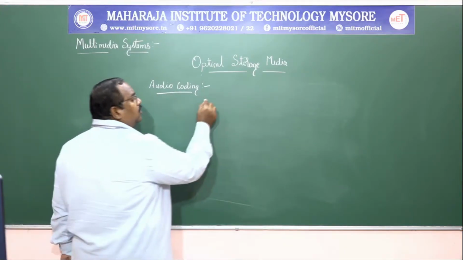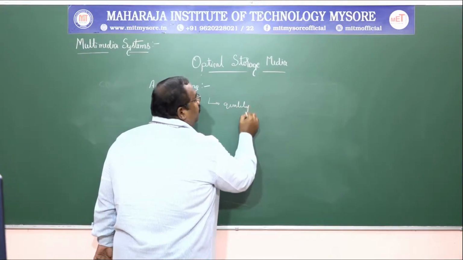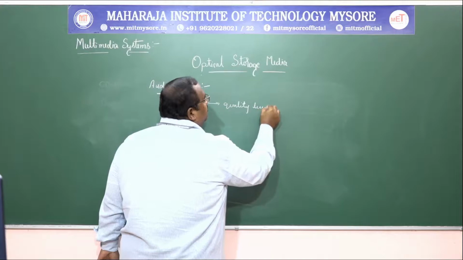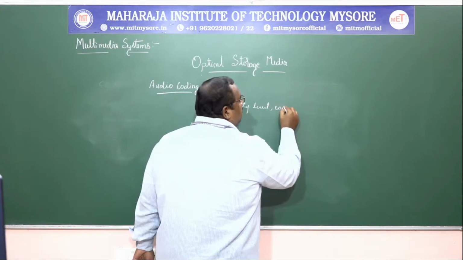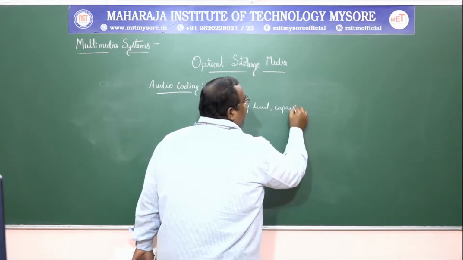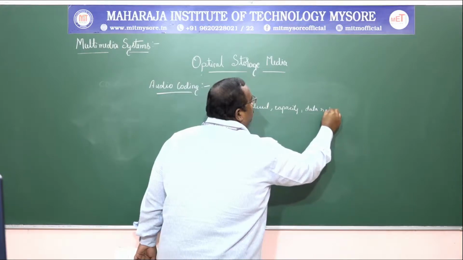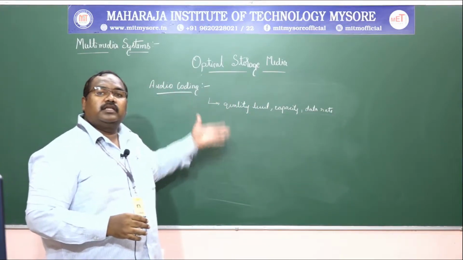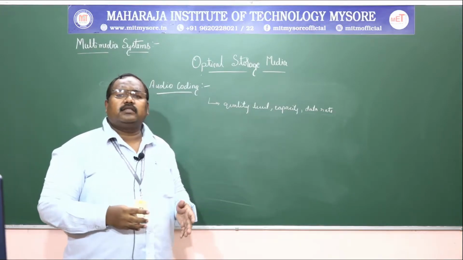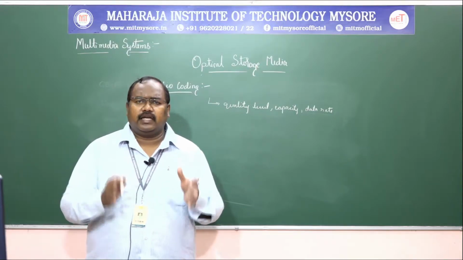Means the quality levels were different, and also the capacity and data rates were also different. So this was the importance that we look into the CDI. So there are different variants where it includes different quality levels with different data capacity.